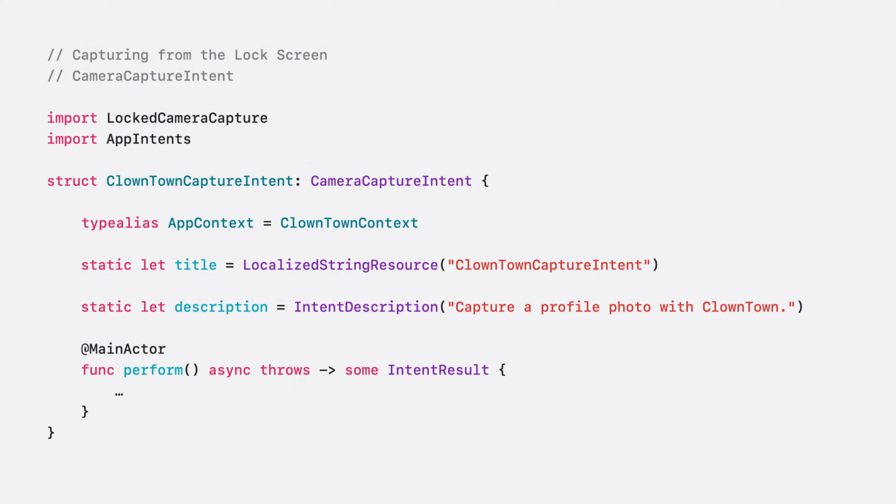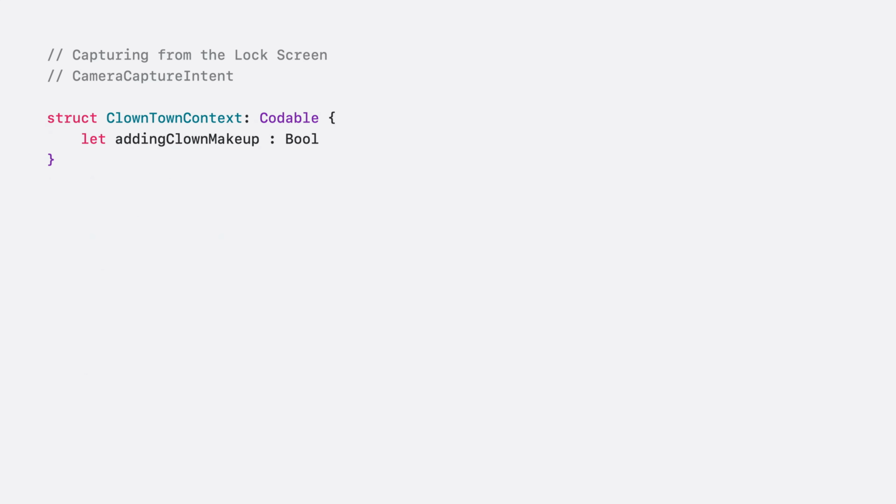Here, you can see my implementation of a camera capture intent. You'll notice I've defined my own type for the app context, Clowntown Context. Here's what that context looks like. A clown may not always be ready to capture a great clown portrait since they're not always in their makeup. So we have a button to automatically add some clown makeup for anyone, so they're ready to snap the perfect clown profile photo anytime. Here, I've defined a single bool to represent that setting for whether we are adding clown makeup and a clown nose or not.